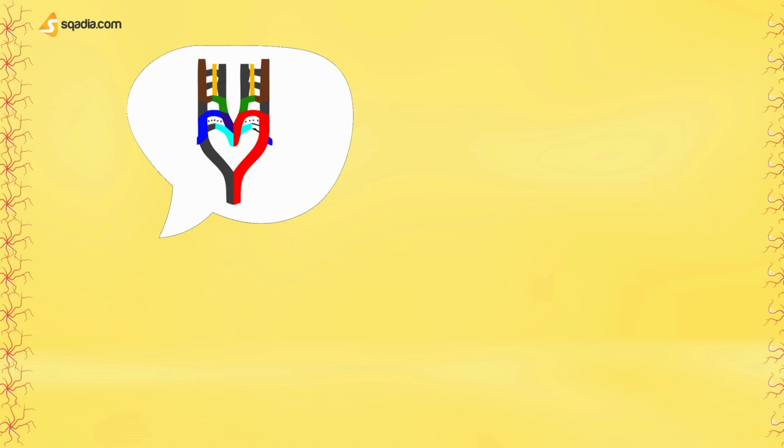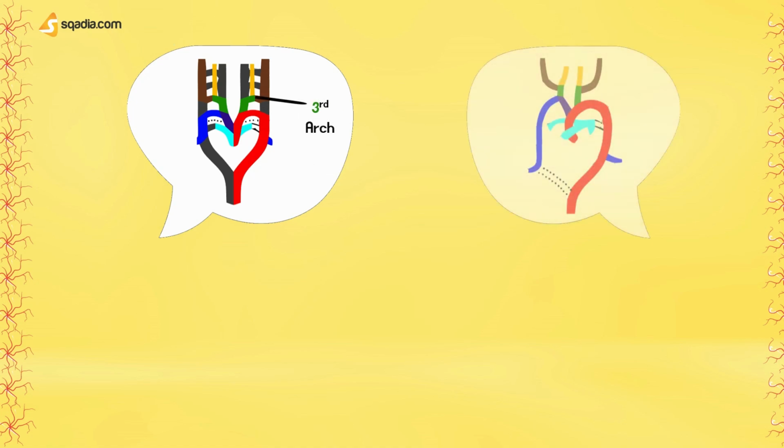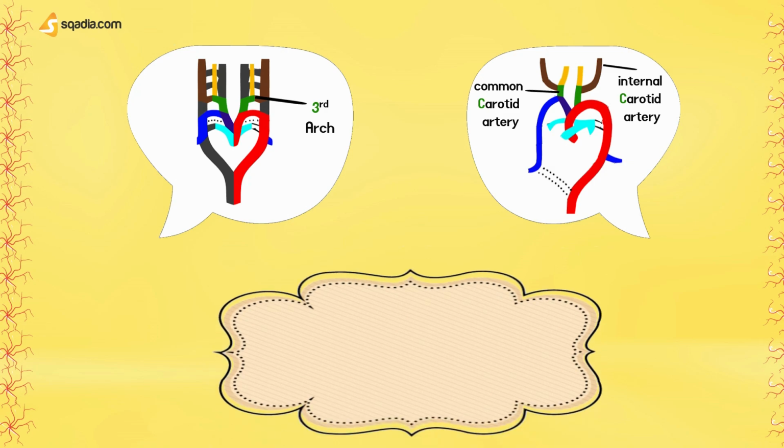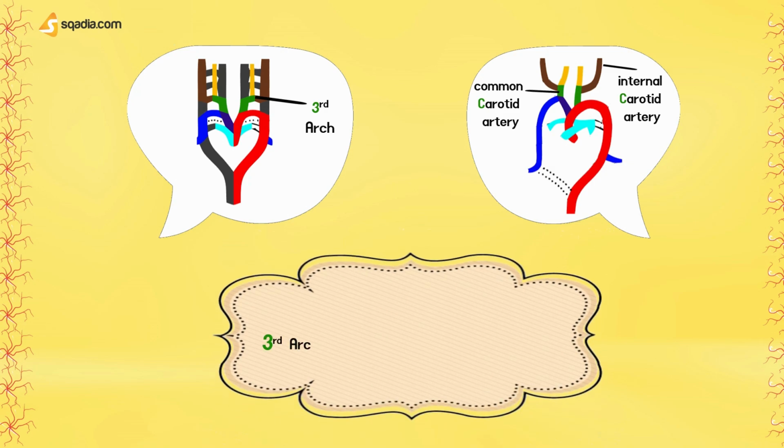Now, moving to the next mnemonic, for the third arch. We know that aortic arch 3 becomes the common carotid artery and the proximal part of the internal carotid artery. We are talking about the third aortic arch. So, C, the third letter of the alphabet. C for carotid.